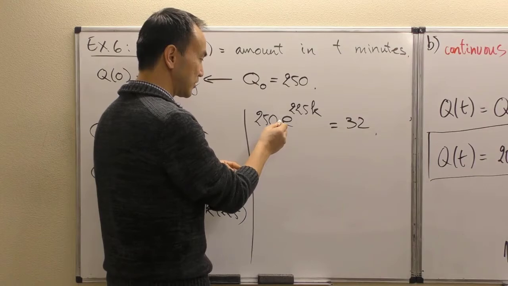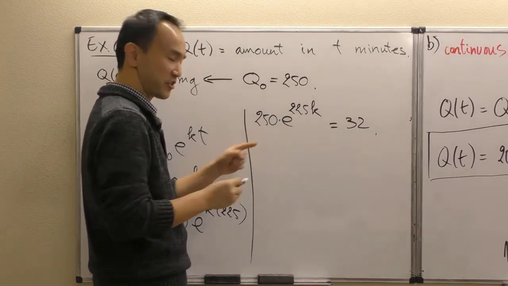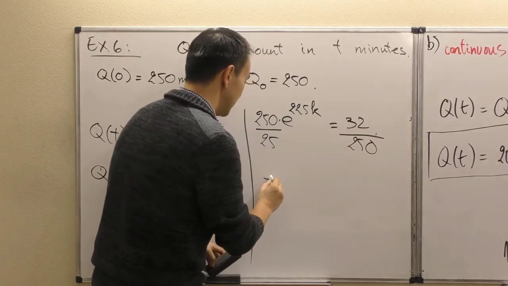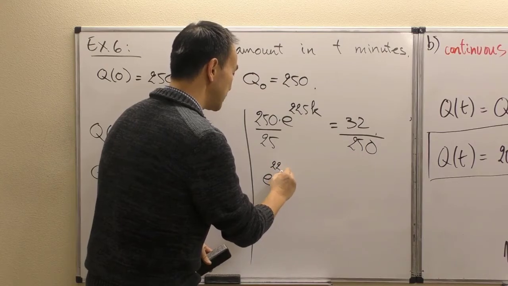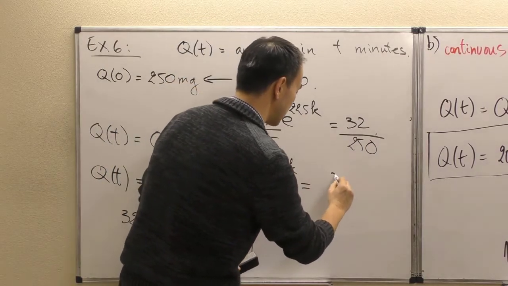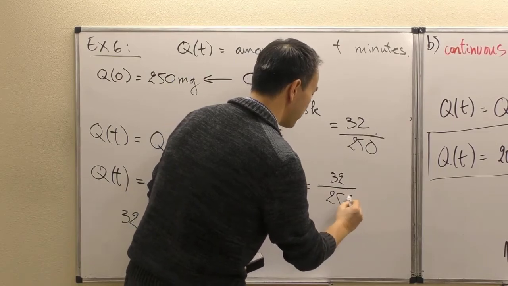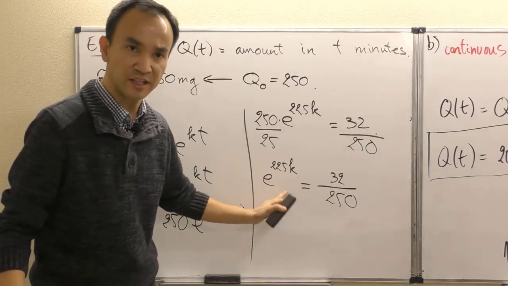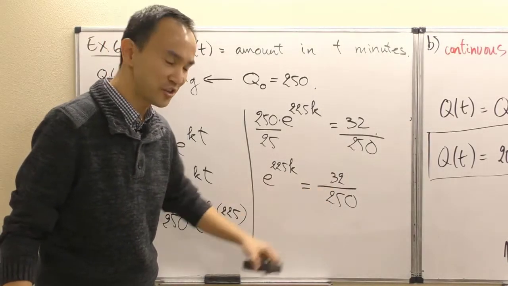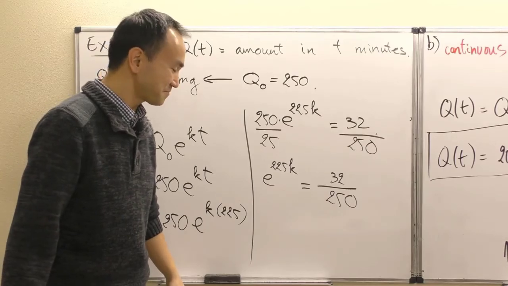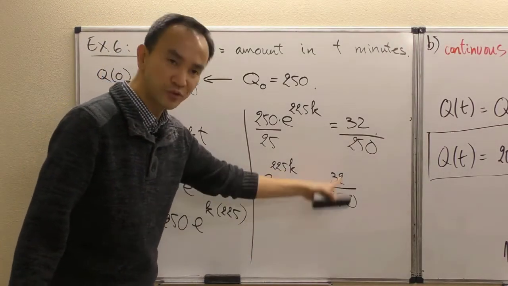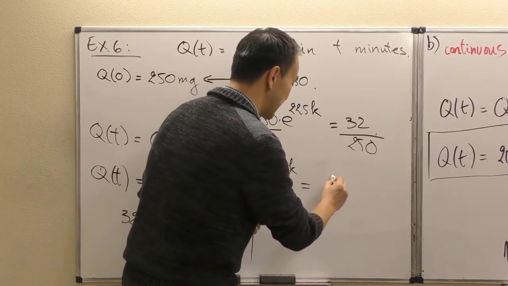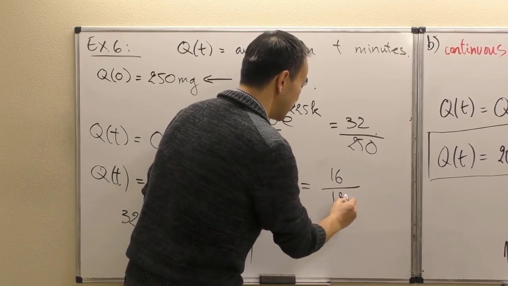This 250 on the left-hand side is only a coefficient. I am going to divide both sides by 250. Okay, so I'm looking at e raised to the power 225k equals 32 over 250. And now clearly this is not only an exponential equation, but an equation in exponential form. We can further reduce this 32 over 250 to make our work a little easier. We're going to reduce that to 16 over 125.